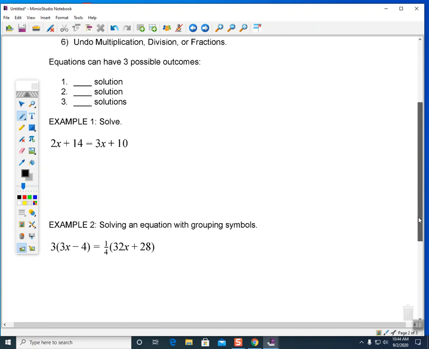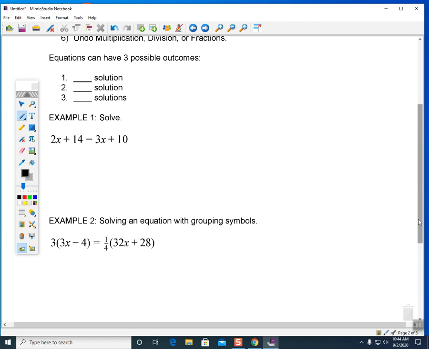When we solve equations that have variables on both sides, I have 3 possible outcomes. The first outcome is that it has one solution. When an equation has one solution, we call that a unique solution.